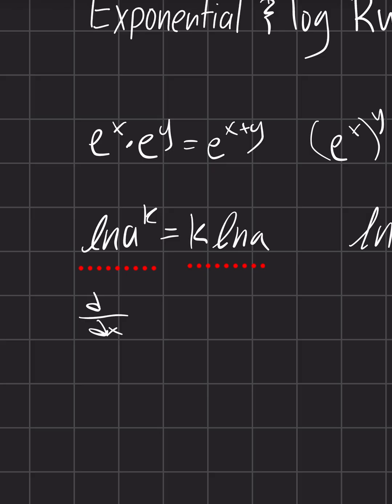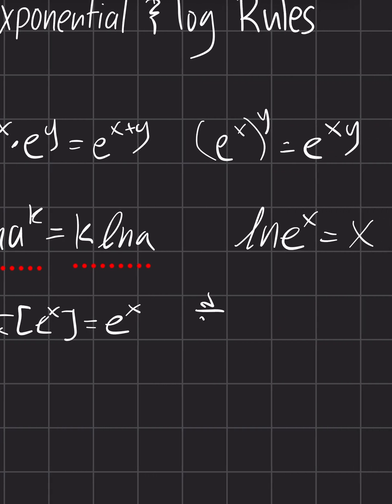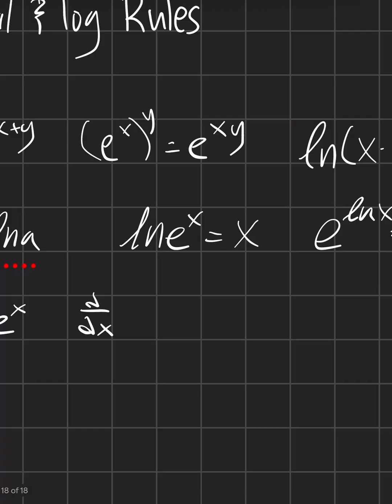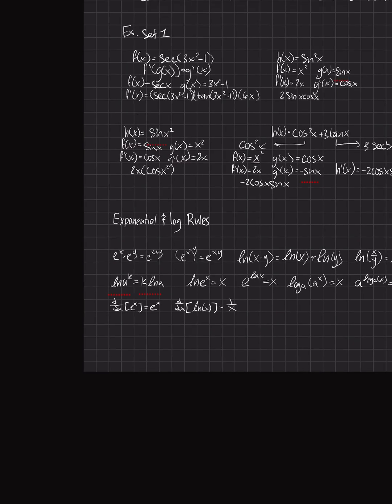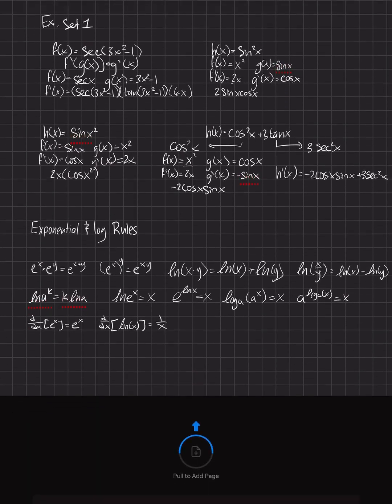The derivative of e to the x is just going to be e to the x itself. And then the derivative of ln of x is going to be equal to 1 over x. Now, with all those rules, we'll be able to solve some problems.